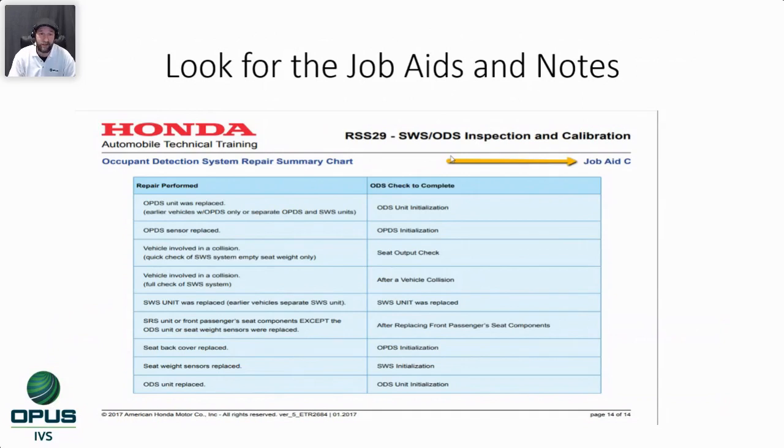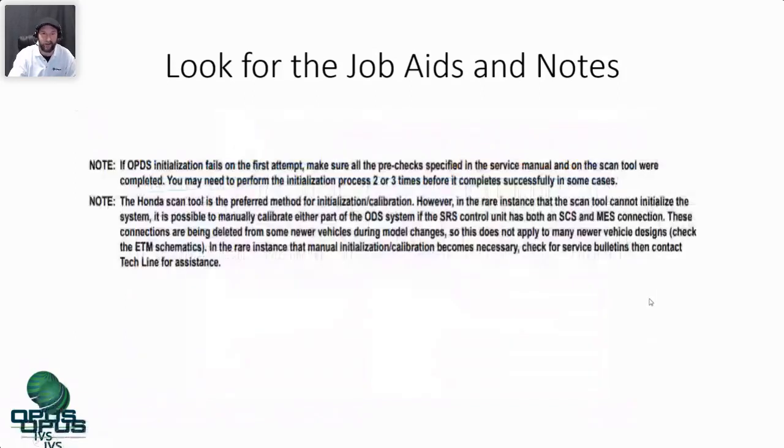Now, when you look at this job aid C, everything that I was mentioning before, the OPDS unit was replaced, OPDS sensor was replaced, it gives us each one of these and tells us what it takes to complete the replacement or repair procedure. So in this case, a vehicle was just involved in a collision. Quick check of the SWS system, empty seat weight only, and then do a seat output check. That's great information that we need to know as techs, so that when we're done with the vehicle, we're actually done.